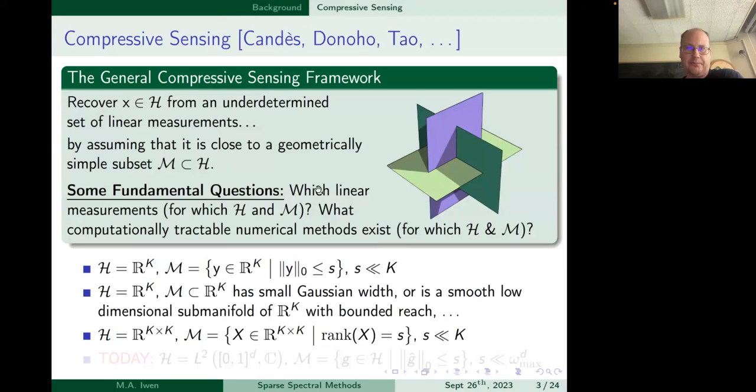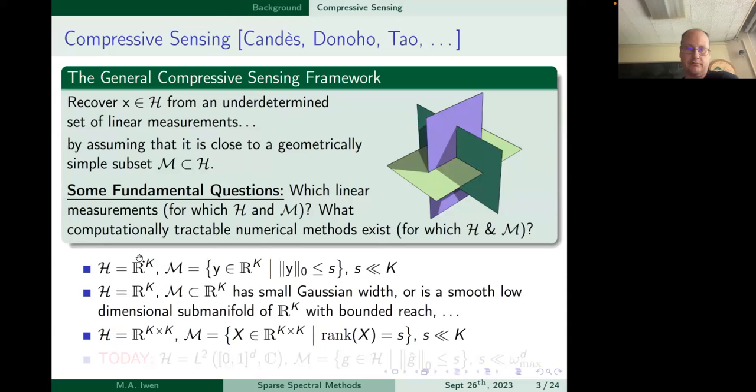set of linear measurements. Okay, so given this, there are a bunch of questions that you immediately have to answer. You have to figure out which types of linear measurements make sense for your choice of Hilbert space and model class. And of critical importance for part one of this talk, what sort of computationally tractable inversion methods do you have for your choice of H and M in order to be able to recover X when you have your linear measurements?